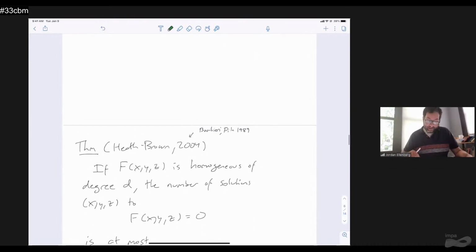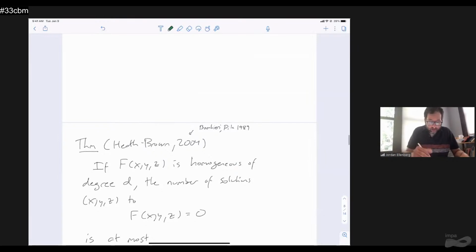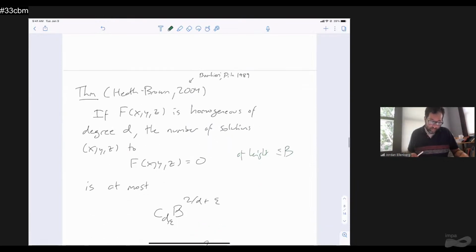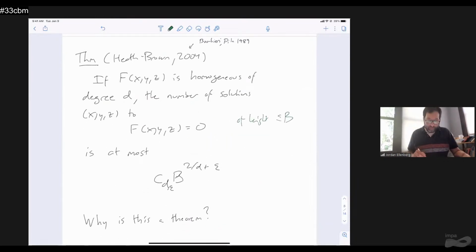Okay, so a new theorem long after Faltings, saying if I have a homogeneous form of degree d, the number of solutions of this equation, and I better say of height at most b, is at most constant times b to the 2 over d plus epsilon. Now here's how I want you to respond to that, because I think this is how everybody responds when they first see that theorem.